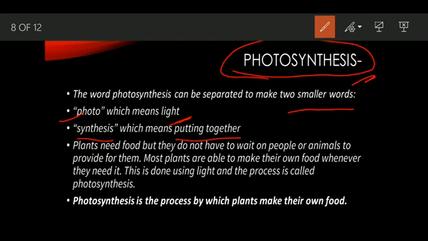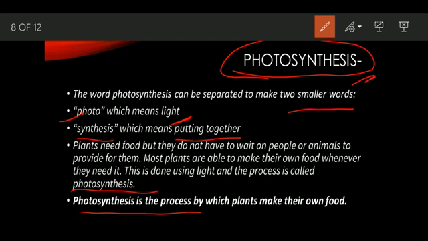So let's understand what photosynthesis is. Plants need food, but they do not have to wait for people or animals to provide for them. Most plants are able to make their own food whenever they need it. It is done by using light, and this process is called photosynthesis. The food making process in plants is called photosynthesis. Photosynthesis is the process by which plants make their own food.